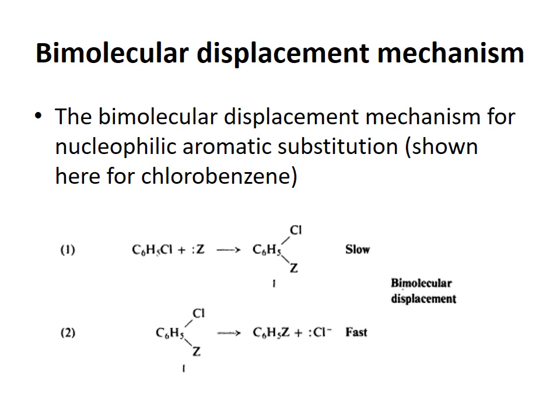And once this carbanion is formed, from this carbanion the chlorine leaves as chloride ion and you will get the product C6H5Z. So ultimately the aryl chloride, chlorobenzene C6H5Cl, is converted to C6H5Z by a two-step mechanism. The first step is the slow step, the rate determining step, that is the formation of carbanion. In the second step, from this carbanion the chlorine leaves as chloride ion and you will get C6H5Z.